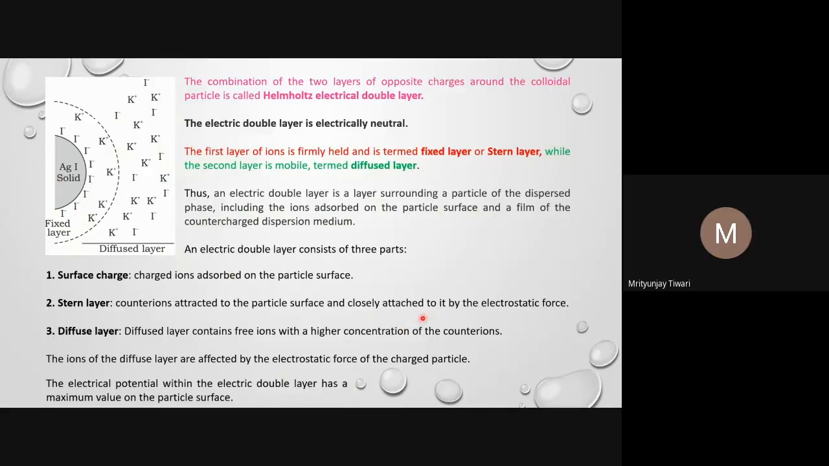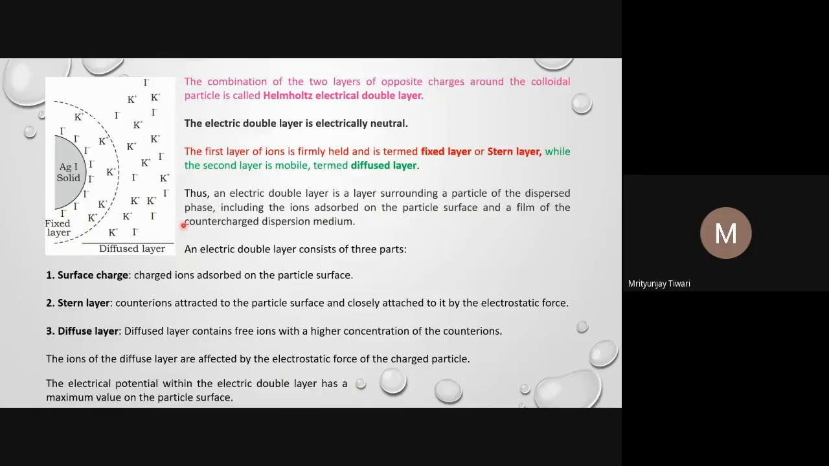And then the third layer is the diffuse layer, which contains free ions with a higher concentration of counter ions. These ions are not fixed. The ions opposite to that on the surface of the colloidal particles are more concentrated in the diffuse layer. The ions of the diffuse layer are affected by the electrostatic force of the charged particles. The electrical potential within the electrical double layer has a maximum value on the particle surface.